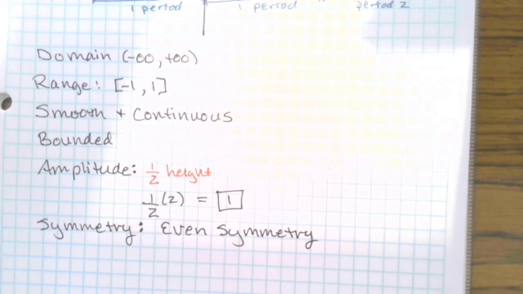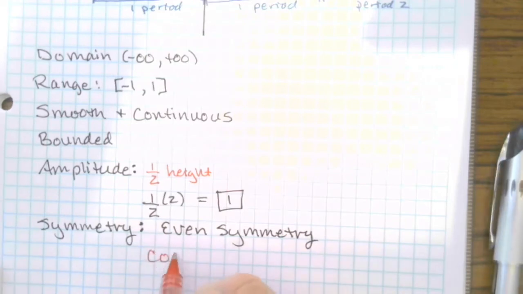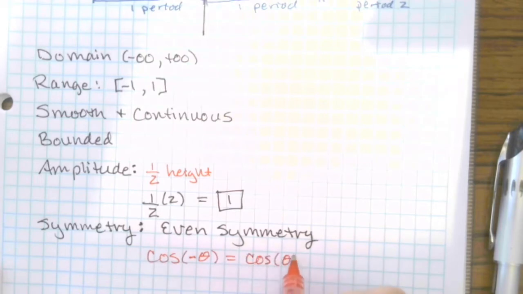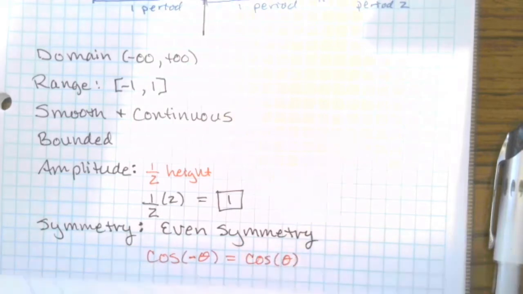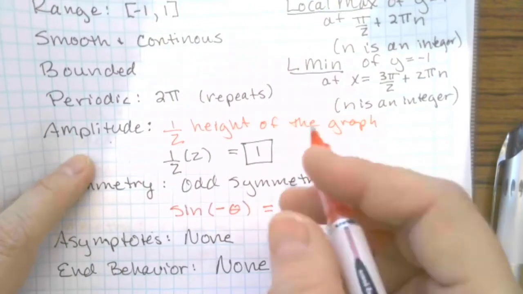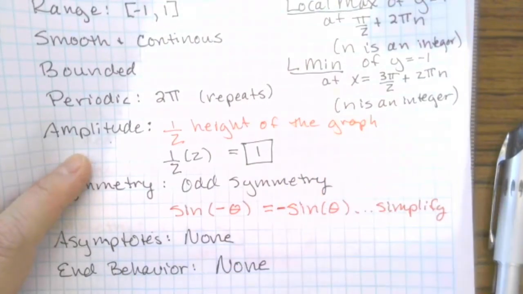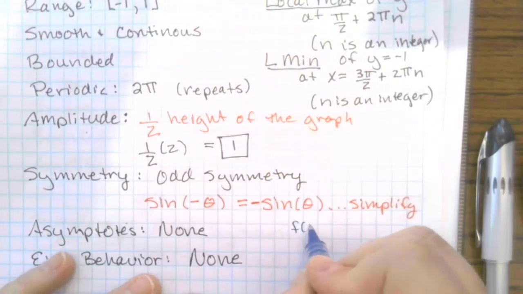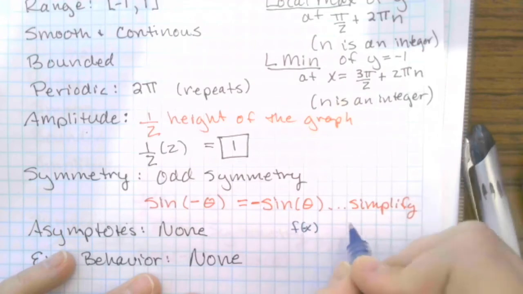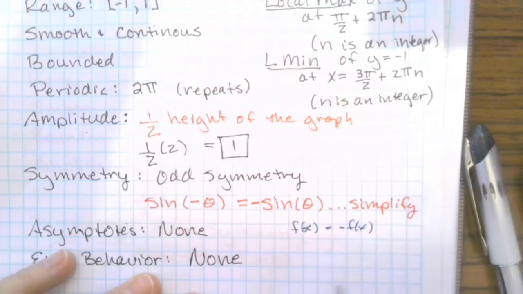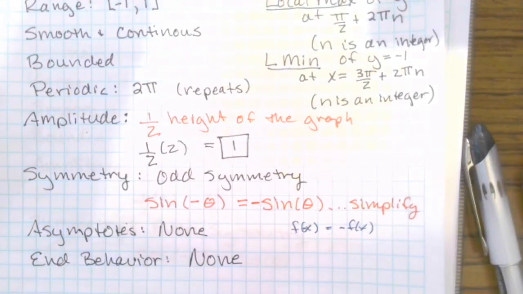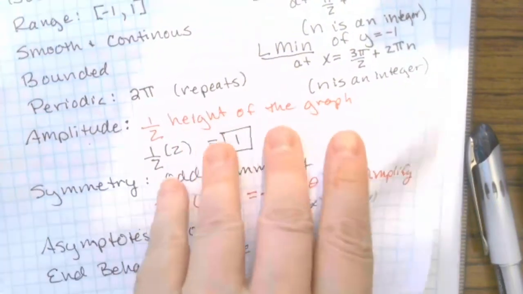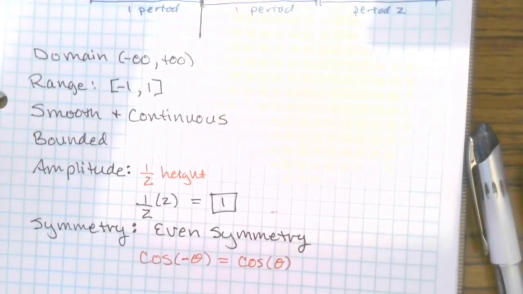Even symmetry, which means when you take cosine of negative theta, it equals cosine of regular theta. Now it just dawned on me, I left the negative off on the previous page. Sorry, there should be a negative in front of that, and that's because f of negative x is equal to negative f of x. That's your definition of odd symmetry. Same thing here, except it has even symmetry.